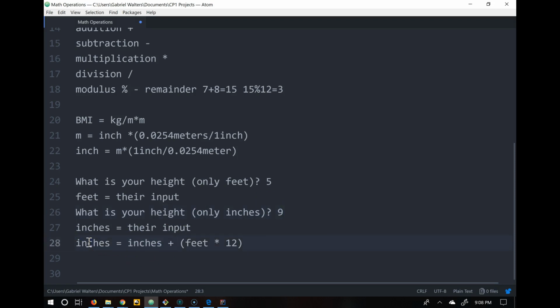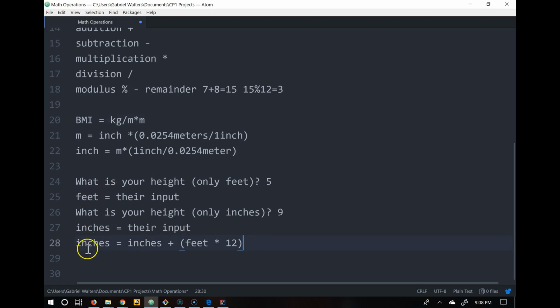And I reassign that back as my inches. Then I could use that to convert to meters to start building out my BMI equation. I could do the same thing with kilograms, asking them the weight. You could also, here's another way that you could do it.